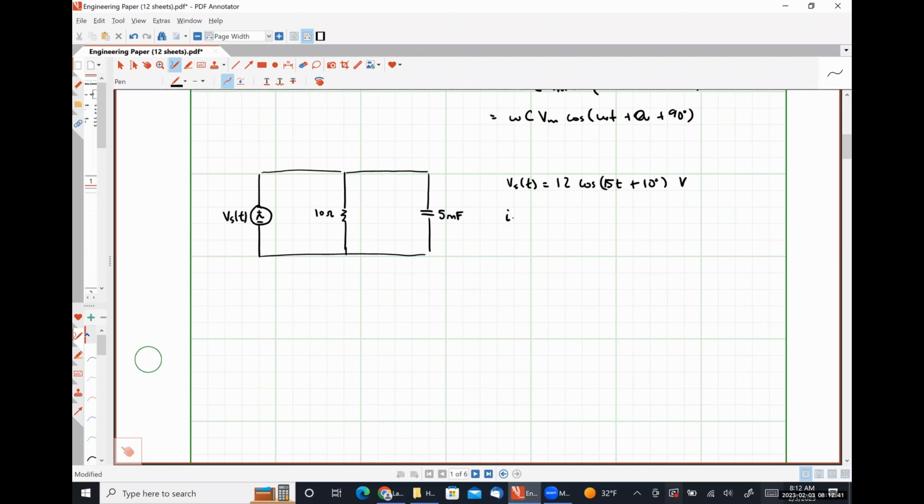And our goal is to figure out what Is of t is, where I'm going to define Is of t as the source current leaving the positive polarity terminal. And my expectation here, based on what we just talked about, is that I will get a current of the form Im cosine 15t plus some phase angle theta I amps. So if I have a sinusoidal voltage in, I should get a sinusoidal current out. Okay. So how are we going to analyze this circuit? Anybody have any thoughts?